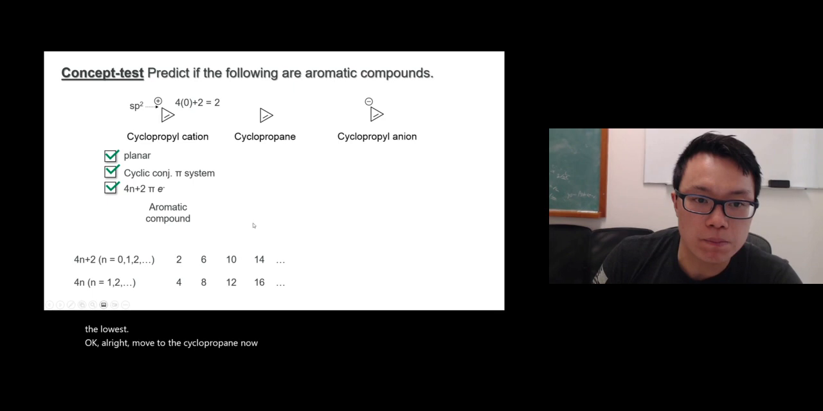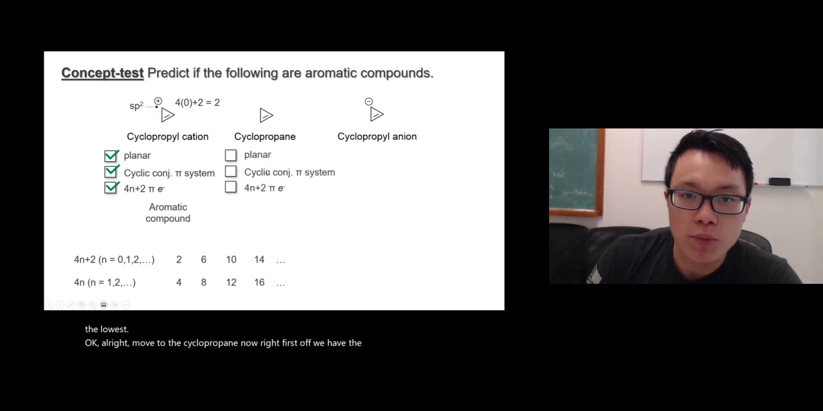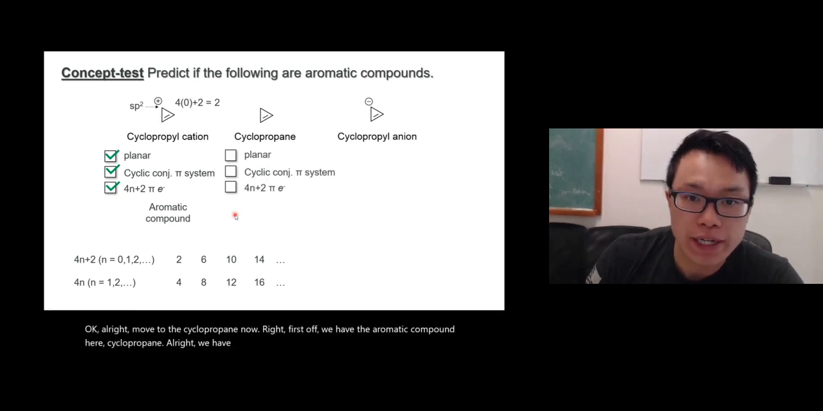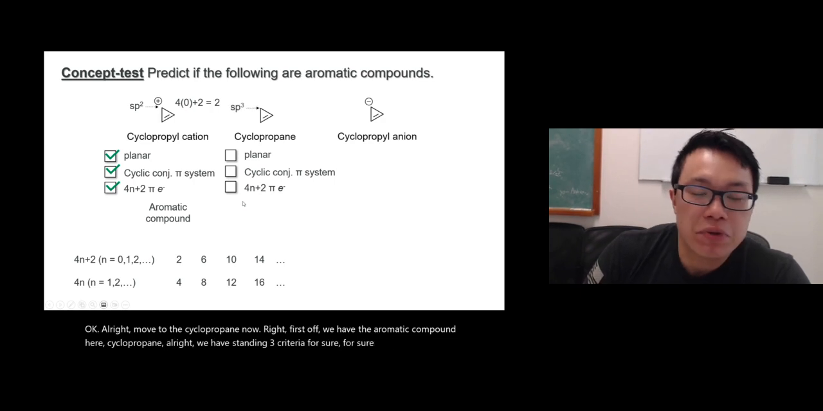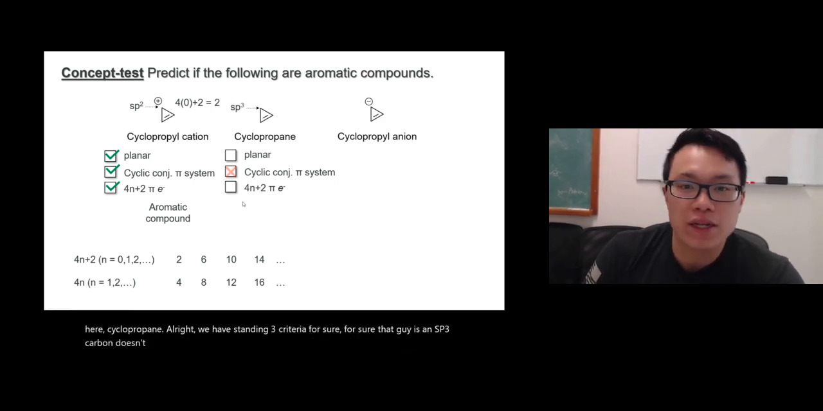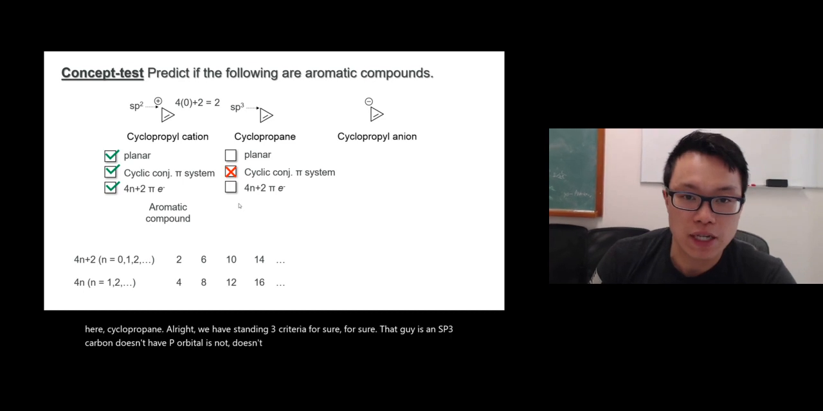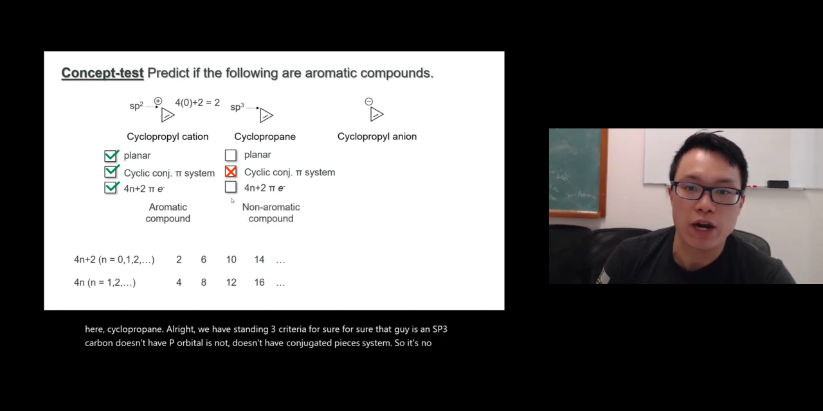First off, we have the aromatic compound here. Cyclopropane, we have the same three criteria. For sure, that carbon is an sp3 carbon, doesn't have a p orbital, doesn't have a conjugated pi system, so it's no. This is a non-aromatic compound.